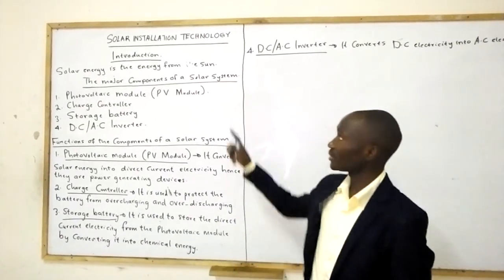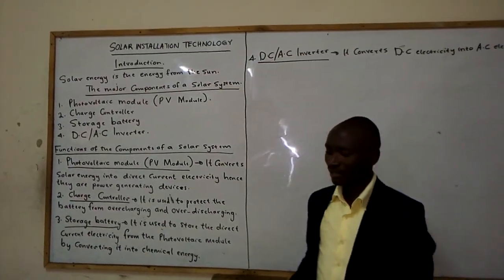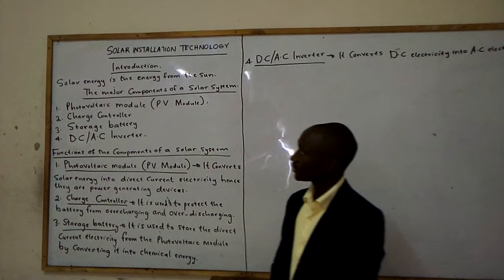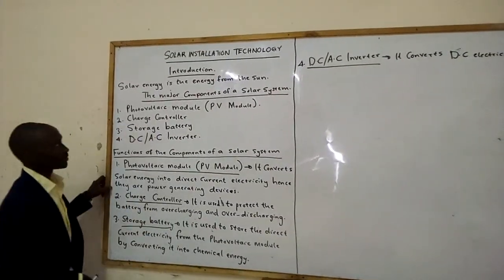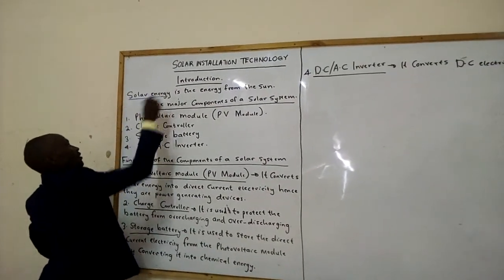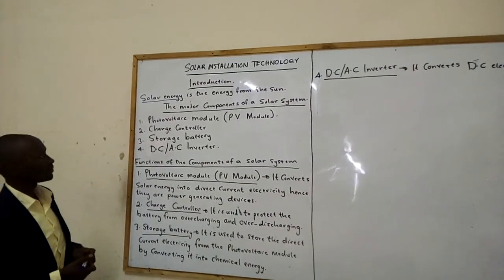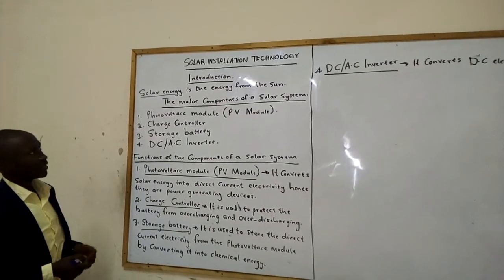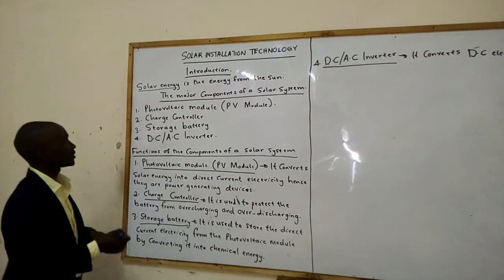Today we are going to study solar installation technology, and in the introduction part I want to introduce what solar energy is. Solar energy is the energy that comes from the sun. And in solar installation, we have four major components that are used.